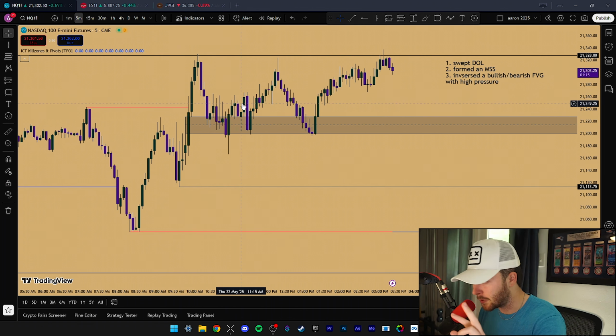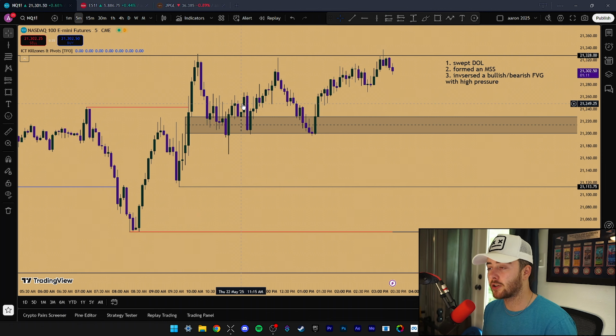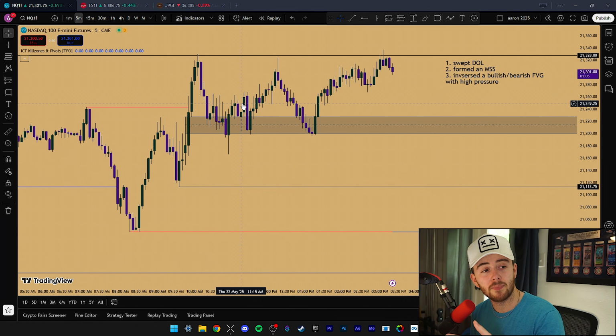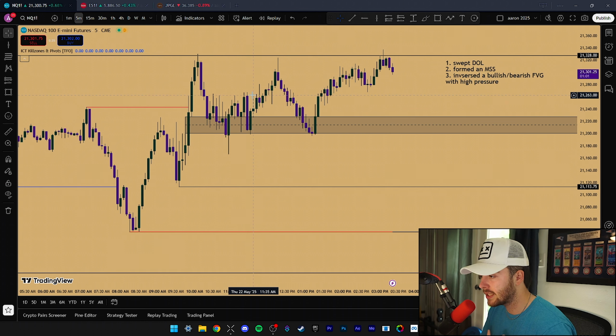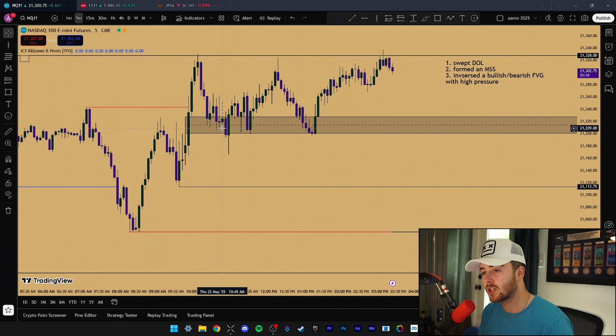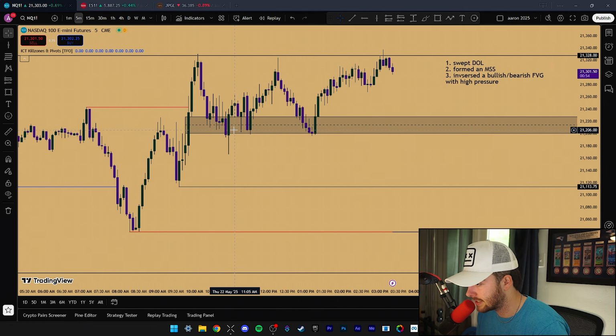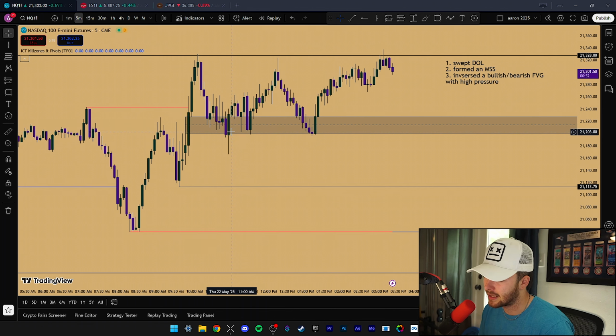Now, number two is we need to form an MSS, or a market structure shift. A market structure shift is exactly what it sounds like. It is a structure shift in the market. What that means is if we're bullish, if we're pushing up, a market structure shift would be us changing to bearish, right? So with this inverse model that I do, I typically want to catch the top of the MSS. Now, I decided to play safe today, and it kind of cost me, but I'm going to get into that in a little bit as well.